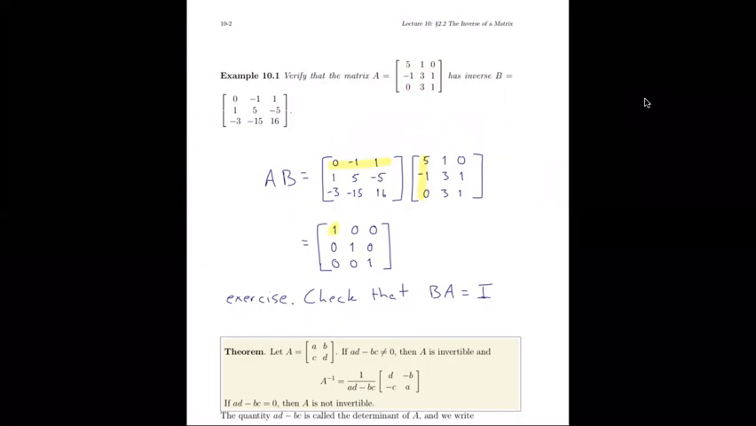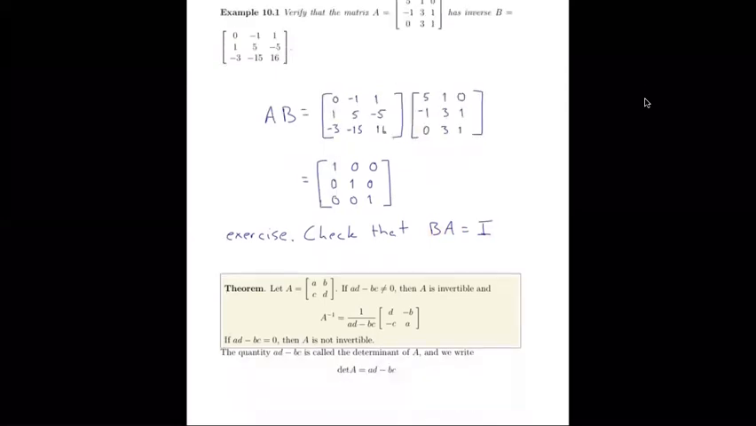Remember, this is 0 times 5 plus -1 times -1 plus 1 times 0, right? And we see that the only term that's not 0 is the middle multiple, -1 times -1, that's +1. And that's what we end up with in this entry. But of course, that's just matrix multiplication. Now, I'll leave as an exercise the details of B times A equals the identity matrix. Remember, we do have to check both ways because matrix multiplication is not commutative.